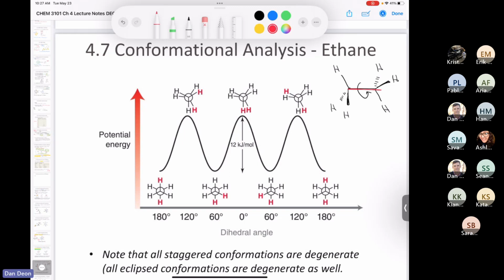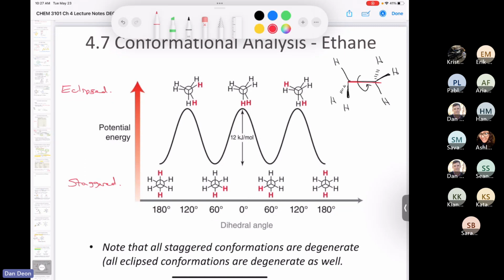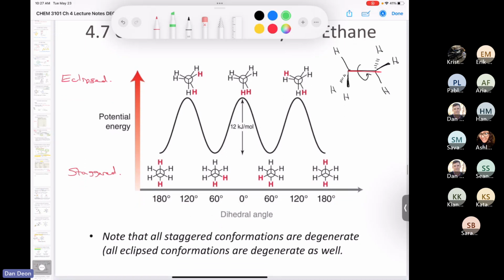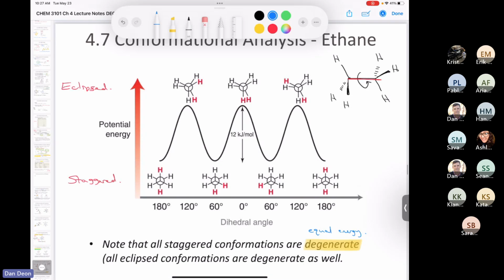And you can see that I have two types of conformations. I have staggered on the bottom, which are lower in energy, then eclipsed on the top, where everything is blocking each other out. So it says, notice that all the staggered conformations are degenerate and all the eclipsed conformations are degenerate. Remember that in chemistry, the word degenerate means equal energy. That's something you would have seen in General Chemistry 1 when you talk about degenerate p orbitals, orbitals that have the same energy. So that's the conformational analysis of ethane.